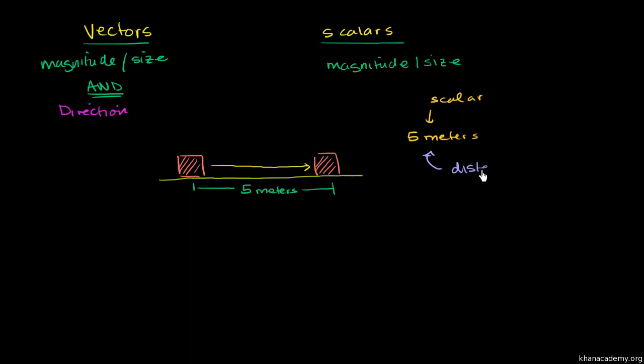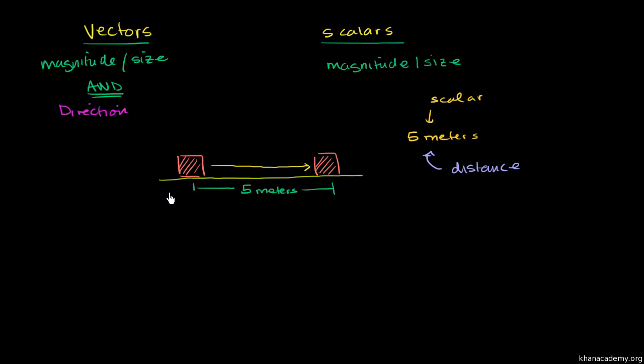So this is distance. We could say that this brick, because of my picking it up and moving it, has moved a distance of 5 meters. But if I didn't show you this picture here, and someone just told you that it moved a distance of 5 meters, you wouldn't know if it moved to the right or to the left, up or down, or in or out. You don't know what direction it moved. You just know it moved 5 meters.